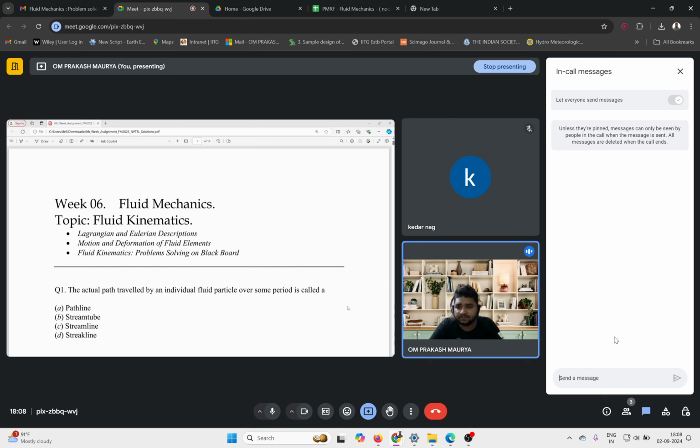The first question is: the actual path traveled by an individual fluid particle over some period is called path line, stream tube, streamline, or streak line. So four options are given. Okay, you are telling option A, path line. Yes, path line is correct, but I want to discuss the remaining three options also.